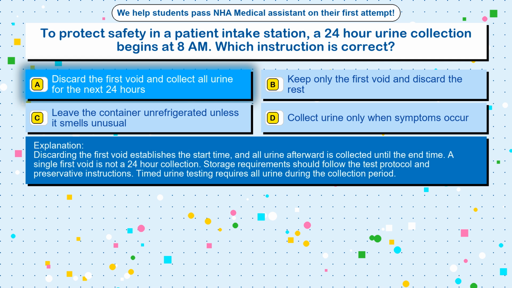Discarding the first void establishes the start time, and all urine afterward is collected until the end time. A single first void is not a 24-hour collection. Storage requirements should follow the test protocol and preservative instructions. Timed urine testing requires all urine during the collection period.